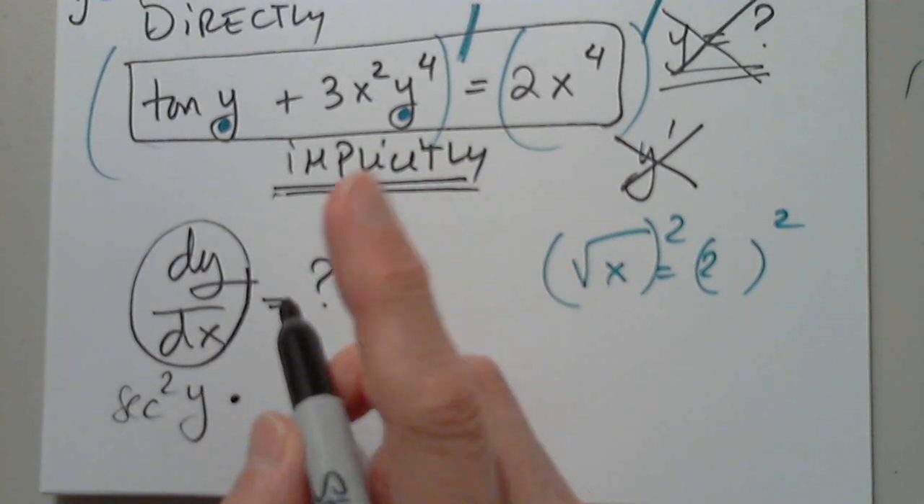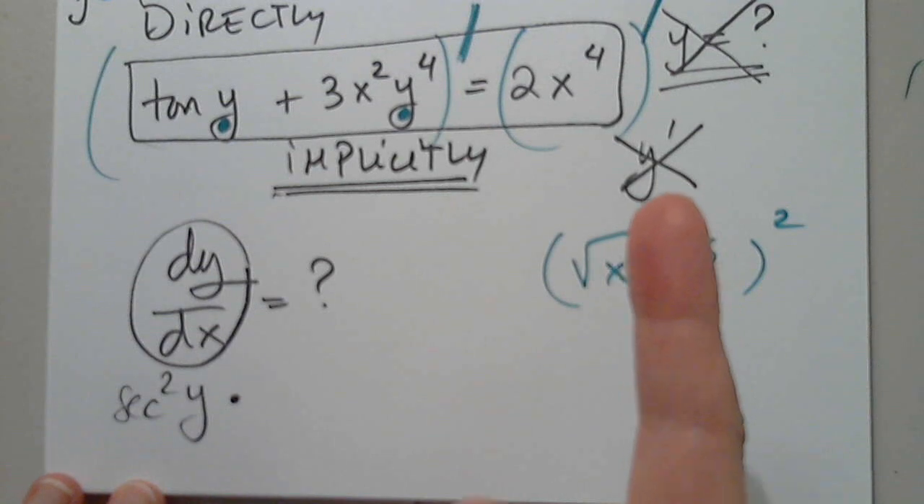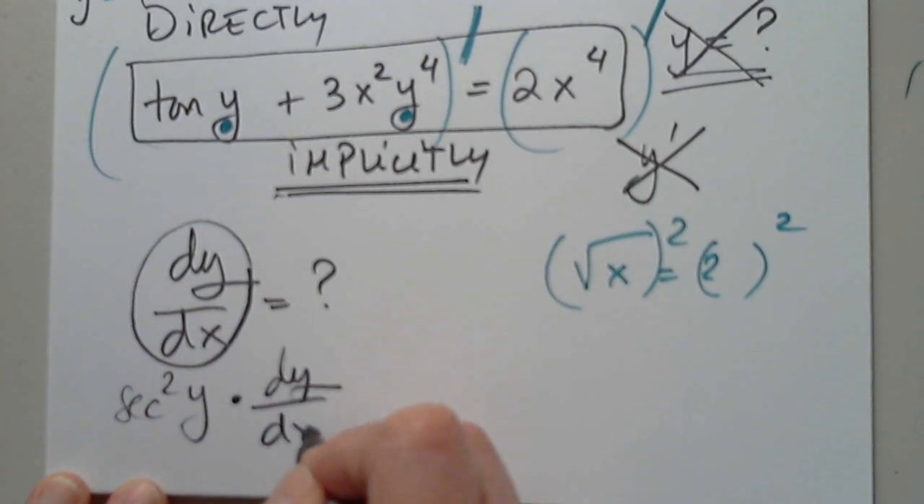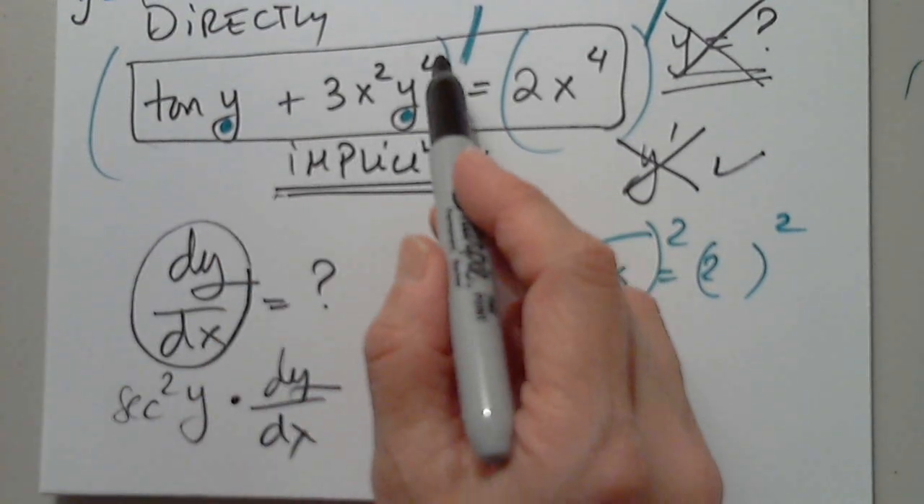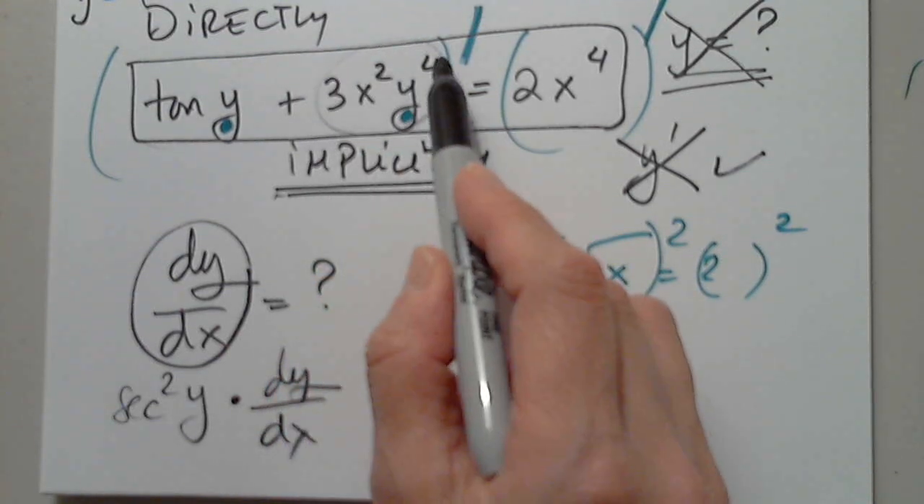Oh, dy over dx. You're correct. Y prime is the correct answer. But we're not going to use that notation. We're going to use this notation. But that's the correct answer. Plus, can anyone tell us, first of all, what rule applies here?